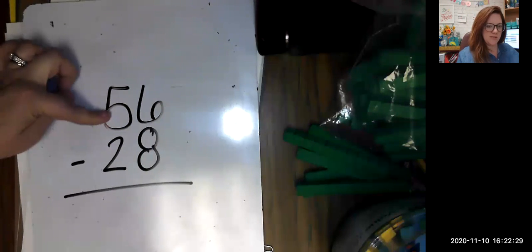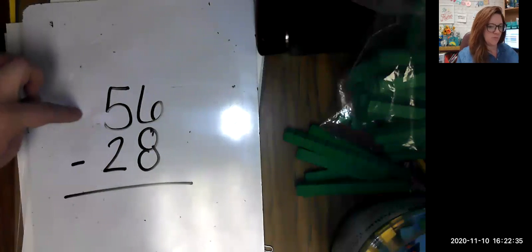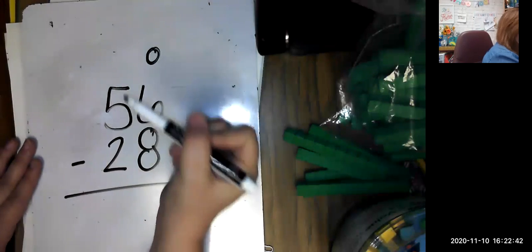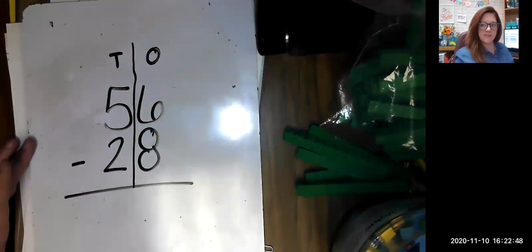I have 56 pieces of candy to start with. My boys ate 28. So I know my number is going to be smaller. I want to make sure this number is smaller than 56. Okay. So I am going to subtract. The first thing I'm going to do, just like every problem I do, I'm going to label ones and tens and draw a line down the middle. This helps my brain remember where I'm at.